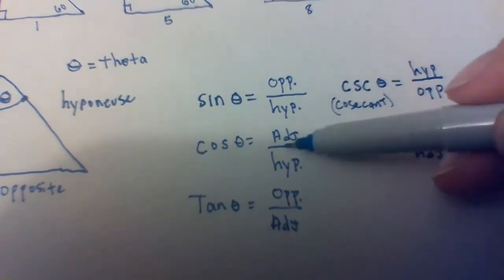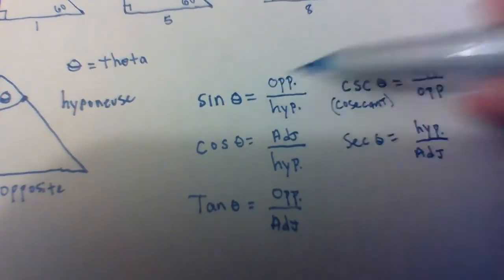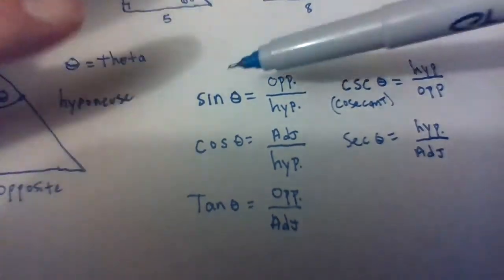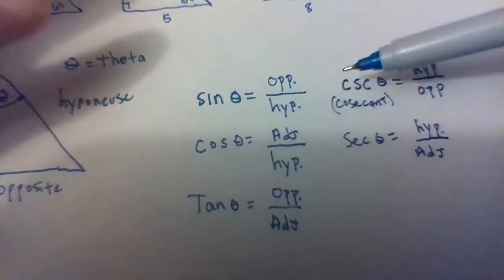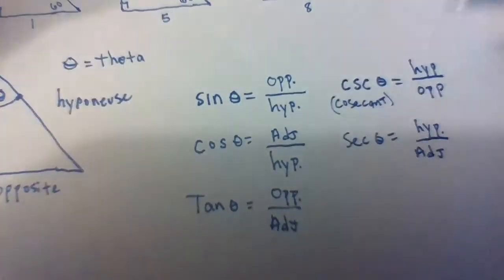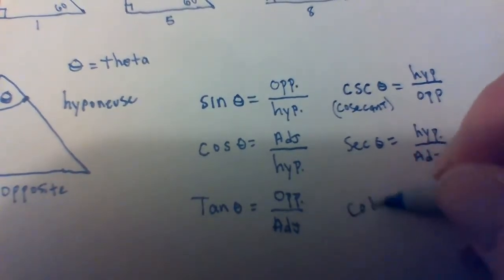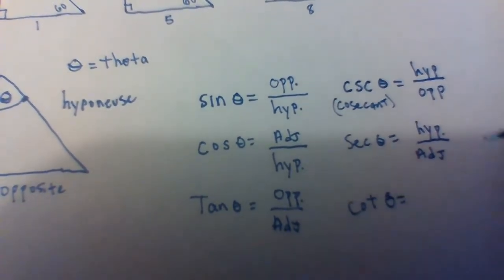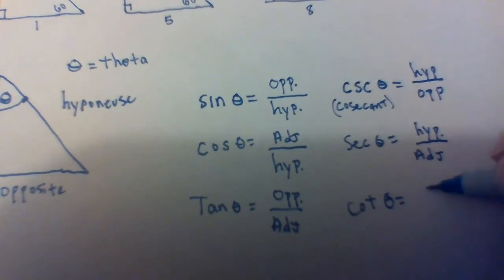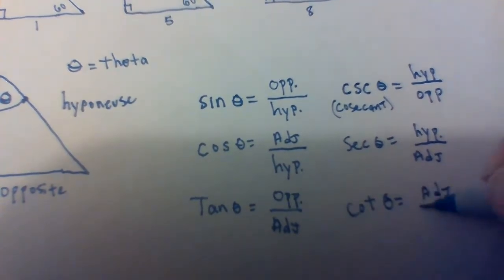It's just the reciprocal of cosine. Cosecant is the reciprocal of sine. You would think it'd be the other way because S and S and C, but they flipped it around to confuse children, I think. And then the last one is cotangent of theta, and that's just the reciprocal of tangent. So it'd be adjacent over opposite.